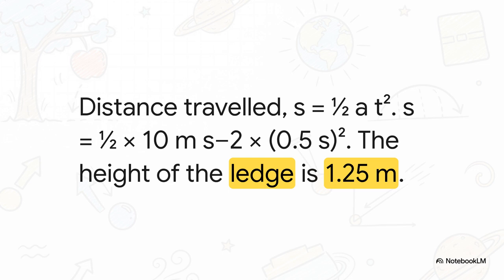To find the height, we'll use s equals ut plus half gt squared. Substituting again, s equals 0 plus half times minus 10 times 0.5 squared. When you work that out, we get s equals minus 1.25 meters. And again, the negative sign just confirms the displacement is downwards. So the height of the ledge is 1.25 meters.